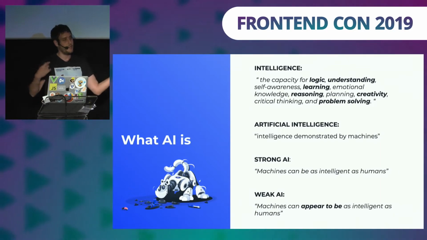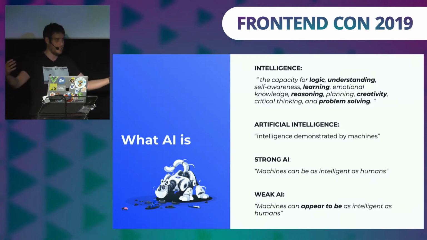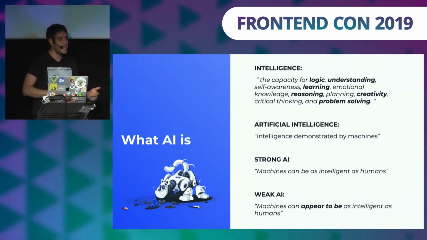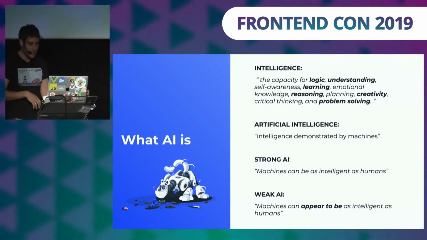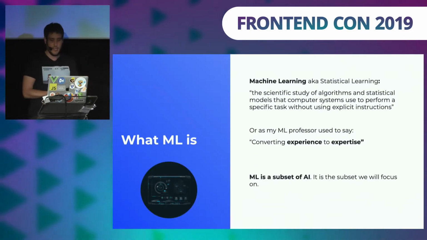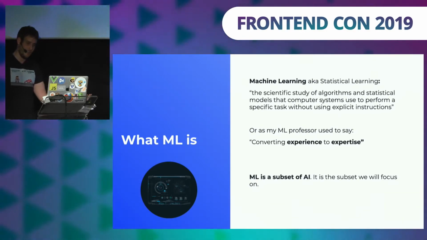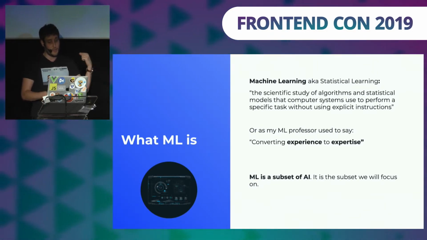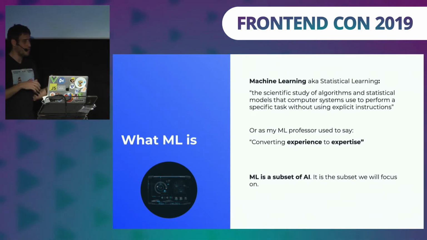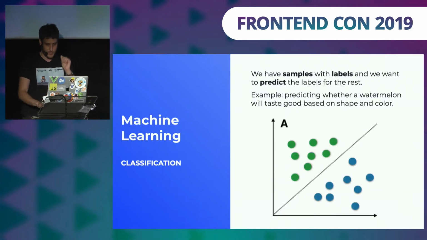When you talk about AI, there are two types. There is strong AI, which means machines can be actually intelligent, like people. And then there is weak AI, that is, machines can appear to be intelligent, and we are not sure if they're really intelligent or not. So we're just going to talk about weak AI. This is not a philosophy talk. Now, machine learning, that has a way less cool name called statistical learning, is basically just converting experience to expertise. Right? It's a subset of AI where we use pattern recognition to convert experience to expertise.